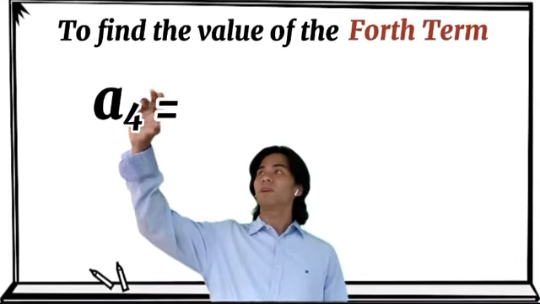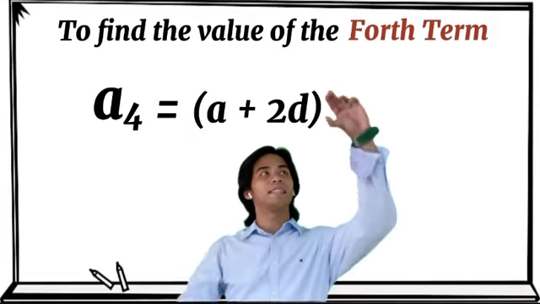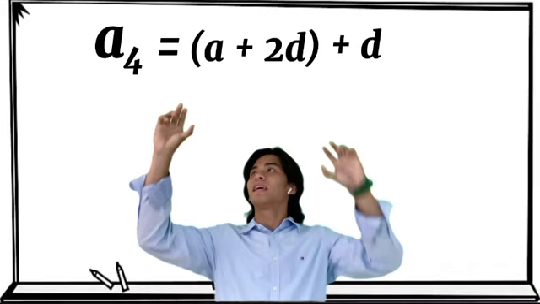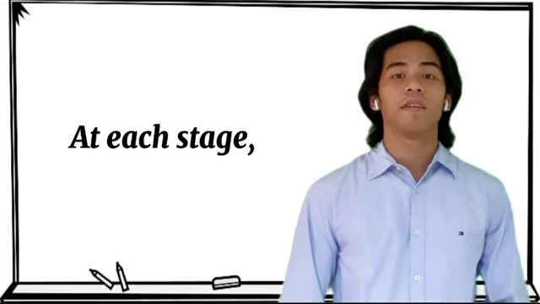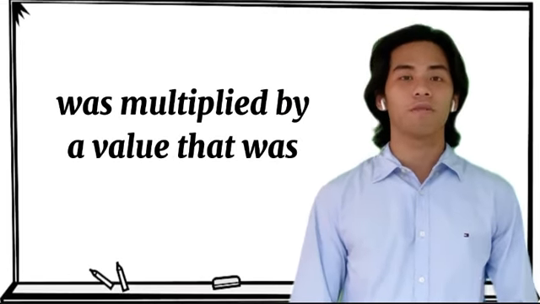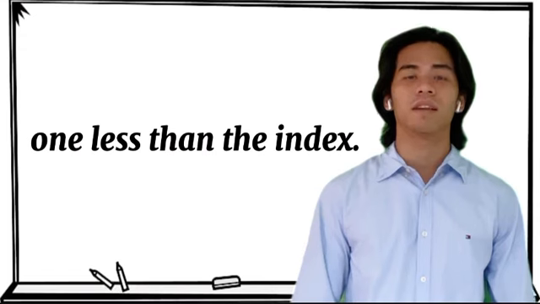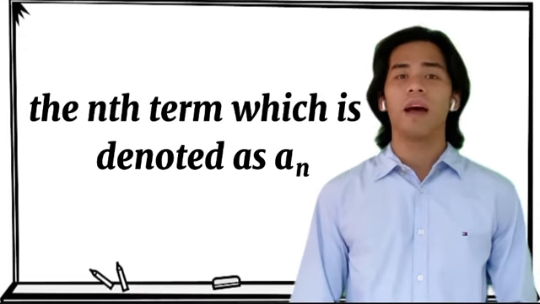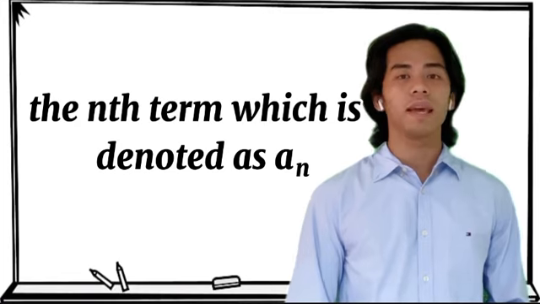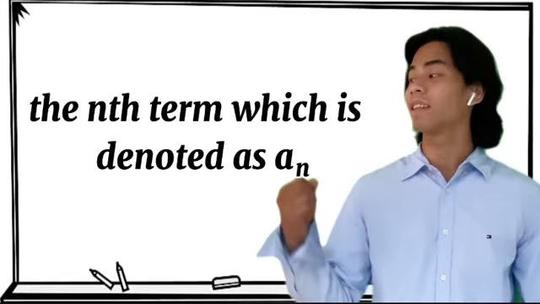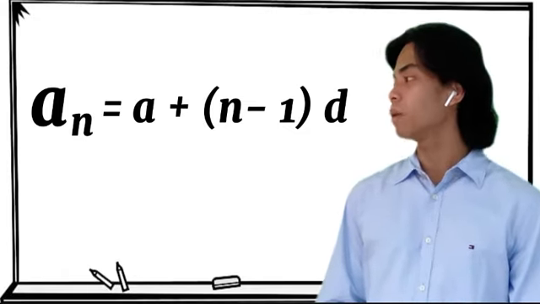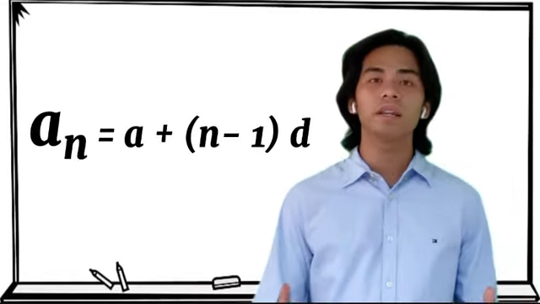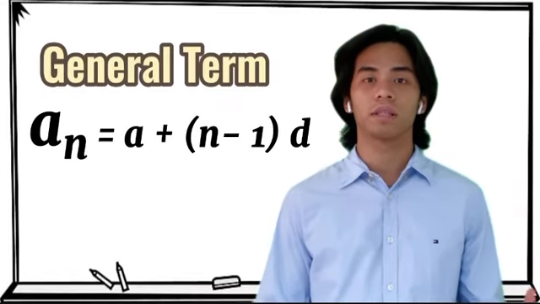For the fourth term, a sub 4 is equal to the quantity a plus 2d, plus d. Or in simplified form, a sub 4 equals a plus 3d. At each stage, the common difference was multiplied by a value that was 1 less than the index. Following this pattern, the nth term, denoted as a sub n, will have this form: a sub n equals a plus the quantity n minus 1 times d. This is now the general term for the arithmetic sequence.